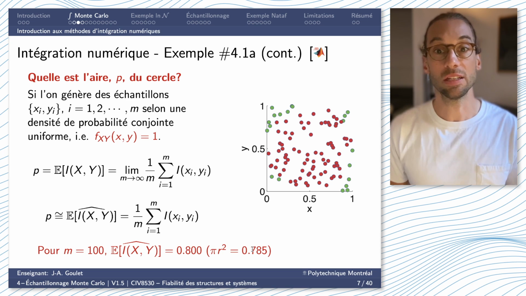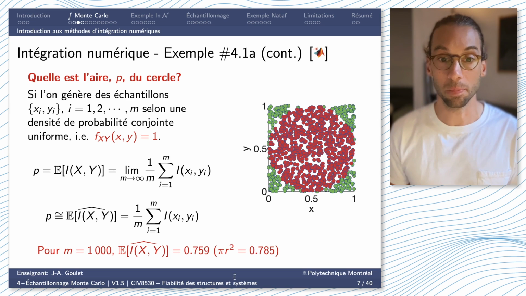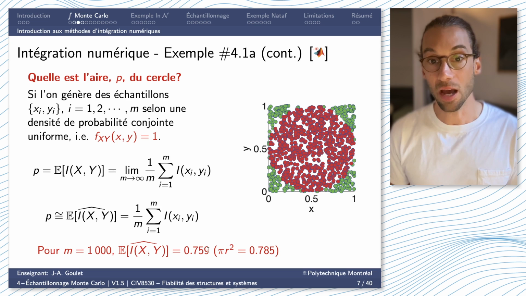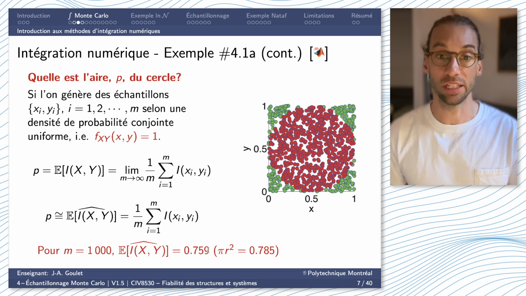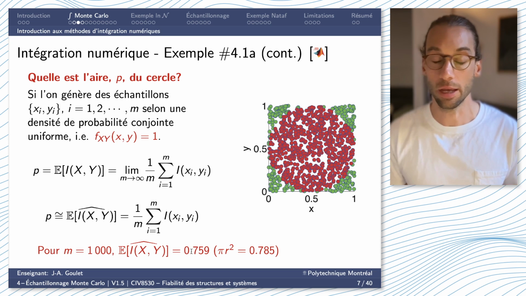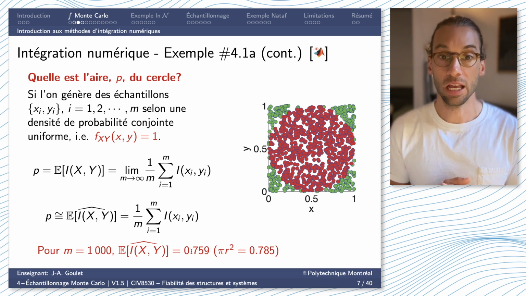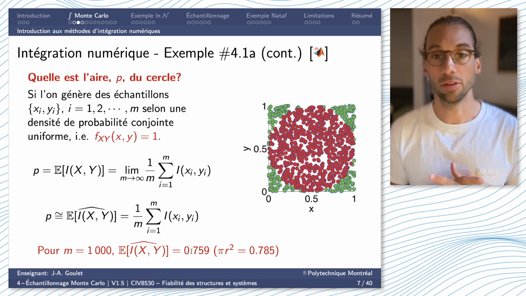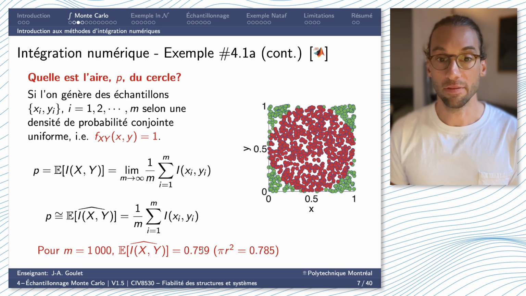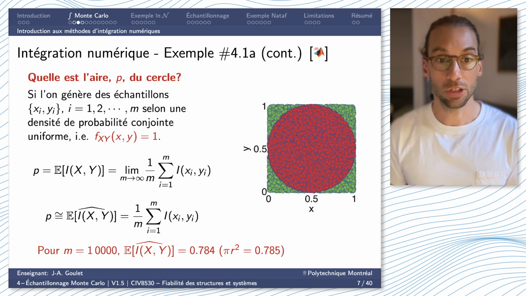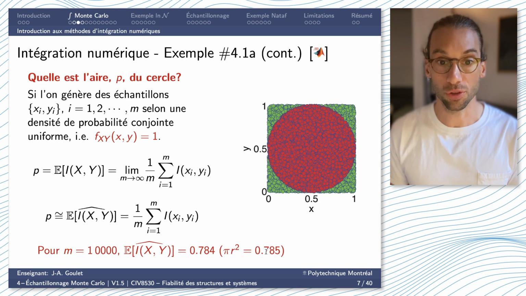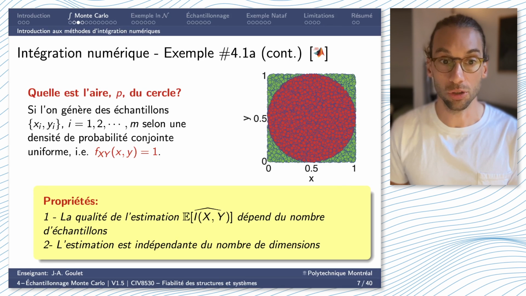What if I increase the number of samples? If I take 1,000, I'm going to have 759 that are within the circle out of 1,000. So the estimator for the area of the circle is 0.759. I'm closer to the true value. If I increase to 10,000, 784 versus 785, I'm getting onto it.